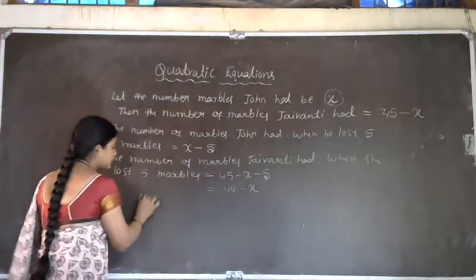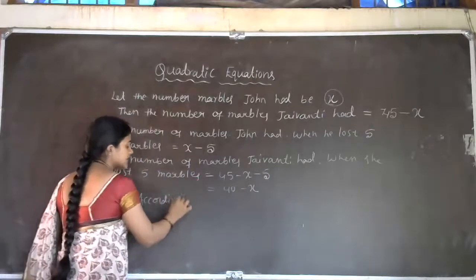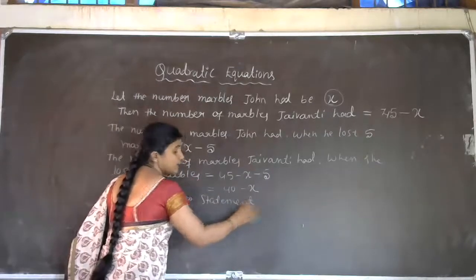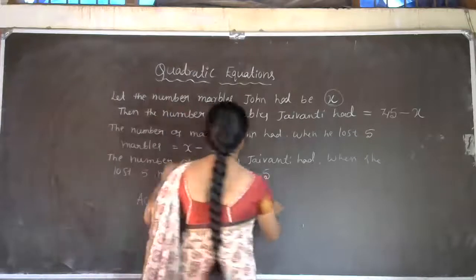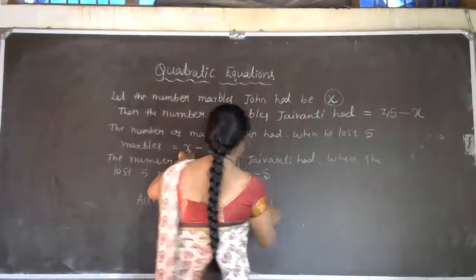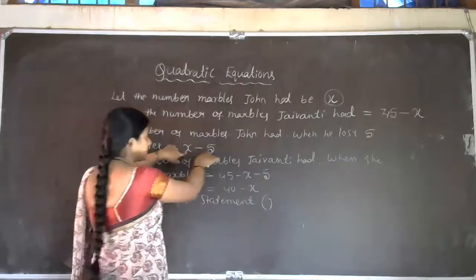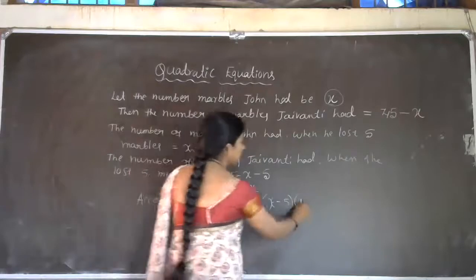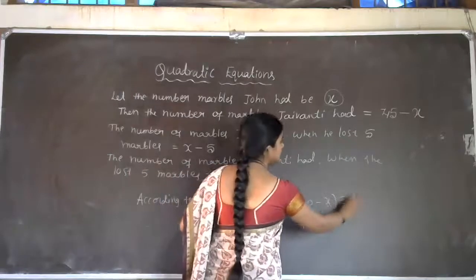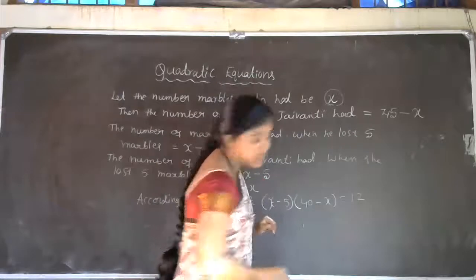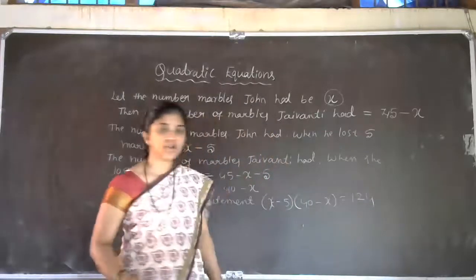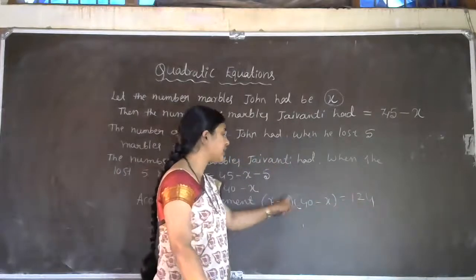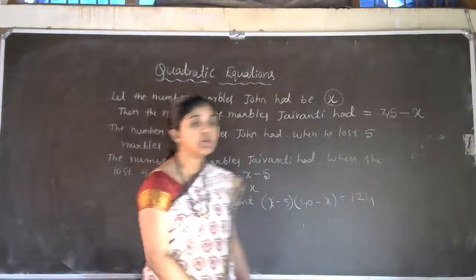Now, according to the statement, the product of the number of marbles now, in the sense after losing the 5 marbles, here it is x minus 5. Then product, in the sense into, here 40 minus x, which is equal to, what is the number given here? 124. Got the idea of this one? Product of these two is 124. So x minus 5 into 40 minus x, which is equal to 124.